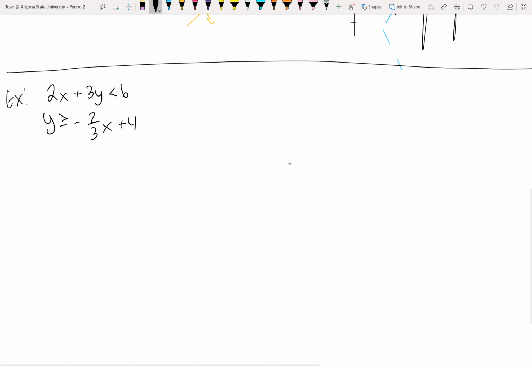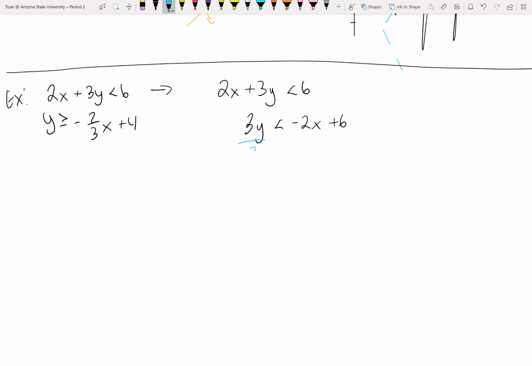So before I graph this, I'll go ahead and do slope-intercept form. So I'll take this inequality here, 2x plus 3y is less than 6. And then I'm going to solve for y. Let's subtract 2x from both sides. And then last step is to divide out the 3. So I get y is less than, 3 doesn't go into negative 2 evenly, so leave it as a fraction, negative 2 over 3x plus 2. Okay.